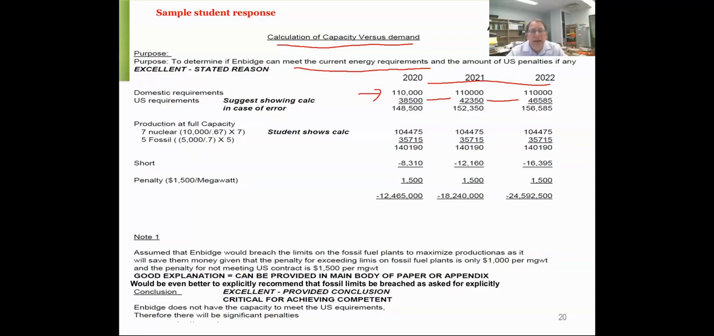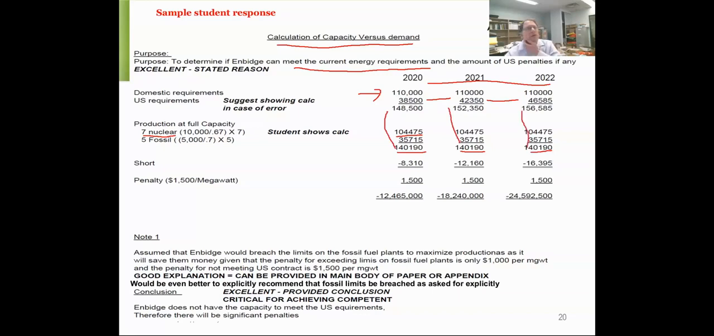So how much are we at full capacity? Well, we have 7 nuclear plants, and we said the capacity, they were 67% full. So 10,000 divided by 0.67 times 7. Our capacity here is 104, so we're a little short on the nuclear power plants. It's only 104. Okay, the fossil plants, whatever, was 5,000 divided by the 0.7 times 5. So my capacity, same thing, doesn't change every year, is 140,000. Am I short? Yeah, I'm short. Every year I'm short. Going up.